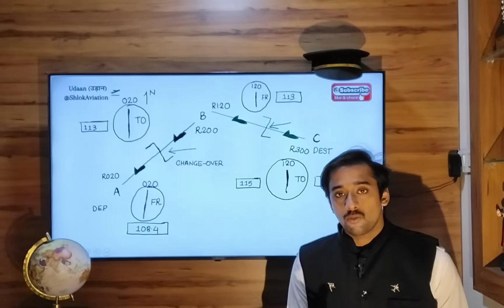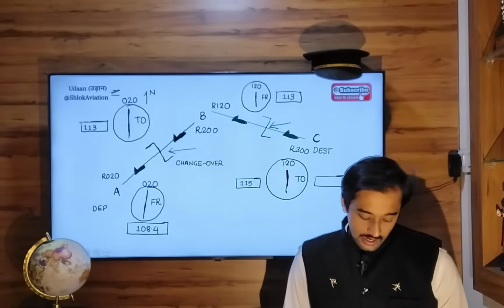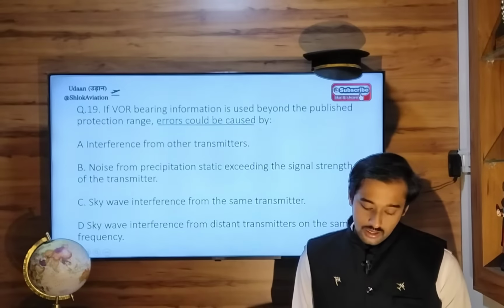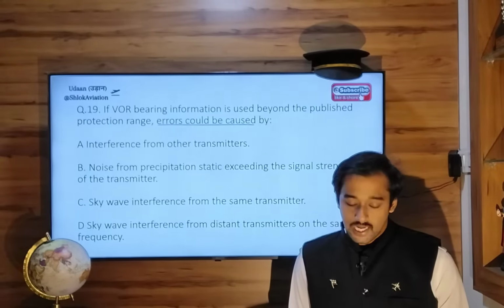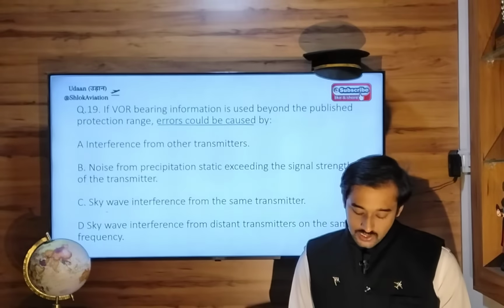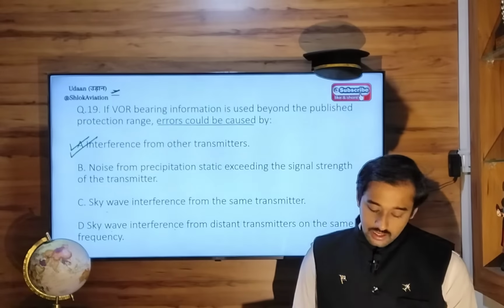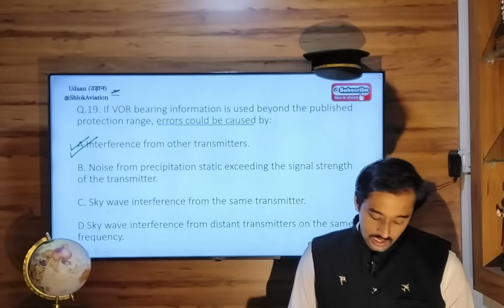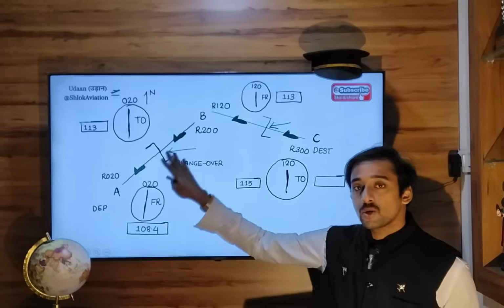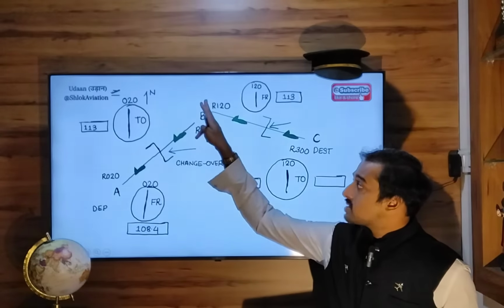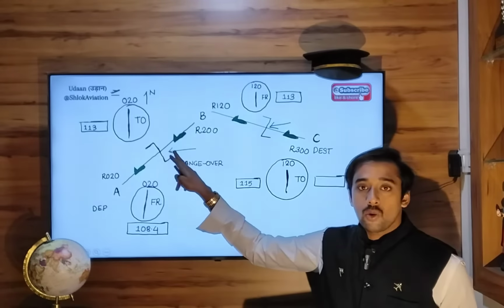And at that changeover point, if you don't change the frequency, there will be an erroneous reading, and that will be caused by what? By interference from other transmitters, noise from precipitation static, sky wave interference. So the correct option will be option A, interference from other transmitters. What happens is, at this changeover point, if you don't change from A frequency to B frequency, the transmissions from VOR B will interfere with transmissions from VOR A.